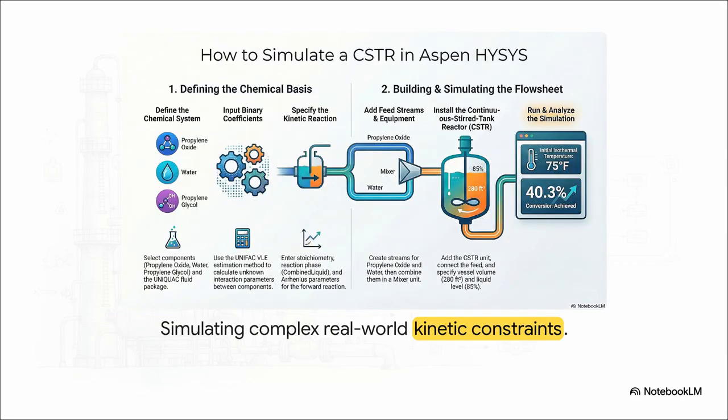Finally, let's dive into the intricacies of what I like to call the boss-level reactor, the CSTR. Here, we're trying to react propylene oxide with water to create propylene glycol. We can't just hand HYSYS a percentage here. No way. We actually have to combine the UNIFAC property method to calculate unknown interactions, input specific Arrhenius parameters for the forward reaction, and even tell the software that our physical vessel is exactly 280 cubic feet and running at an 85% liquid level. We're literally simulating real-world kinetic constraints.